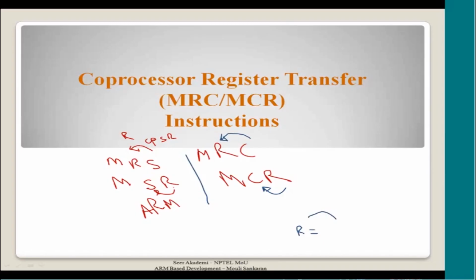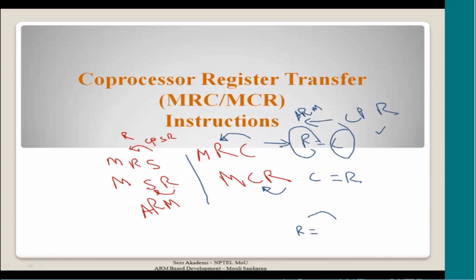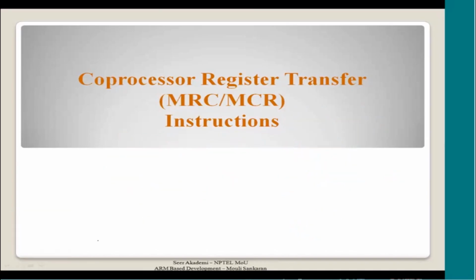You can interpret this as R equal to C. To remember it, R is for ARM registers, and C is for the coprocessor register. So the coprocessor register is written into ARM with this, and the ARM register is written into the coprocessor register with that. Very simple. Similarly, S is the flag, so register is an ARM register. That was the convention we followed there. So very easy now.